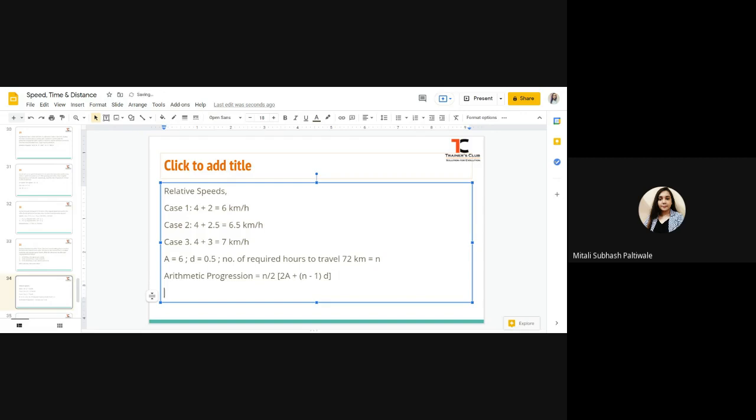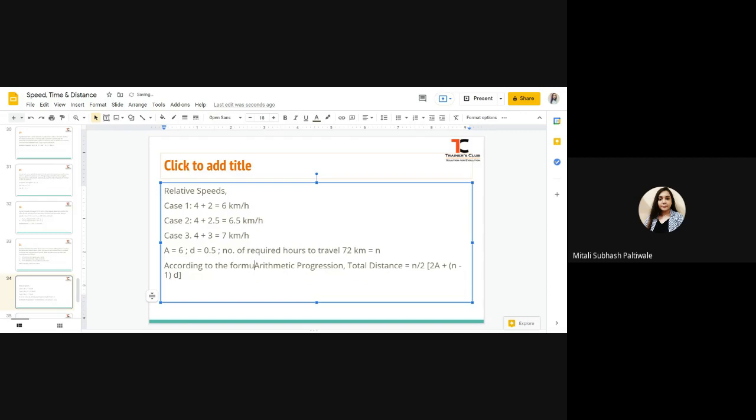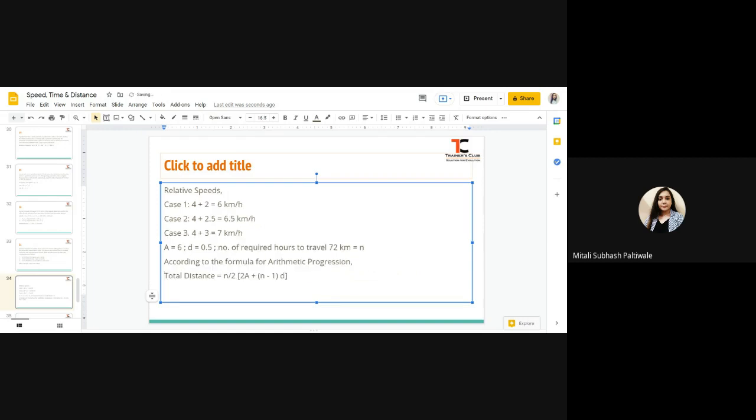Now here, do not forget, total distance is also given. Okay, so arithmetic progression ka formula, according to formula for arithmetic progression, total distance will be this much.